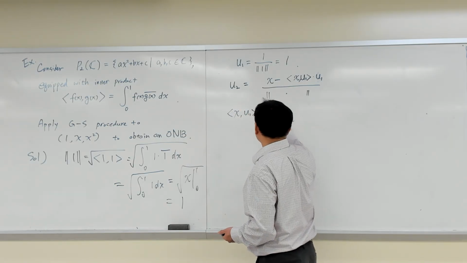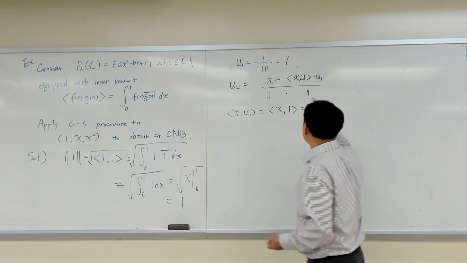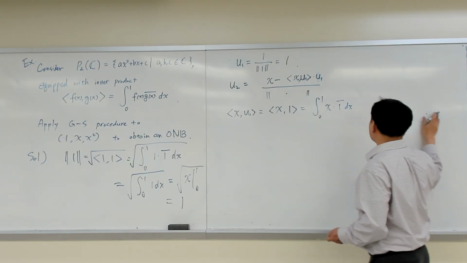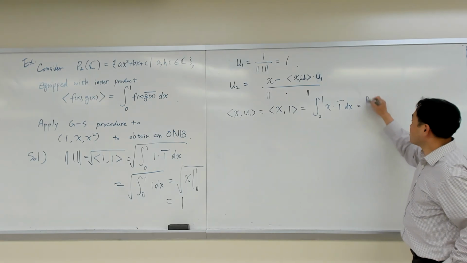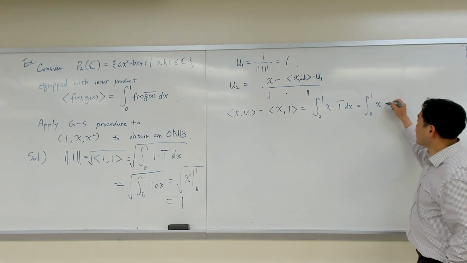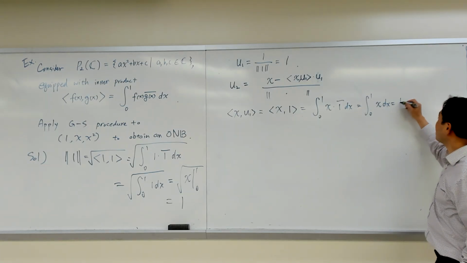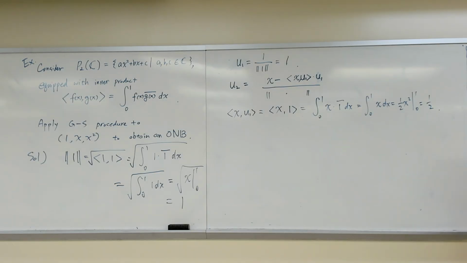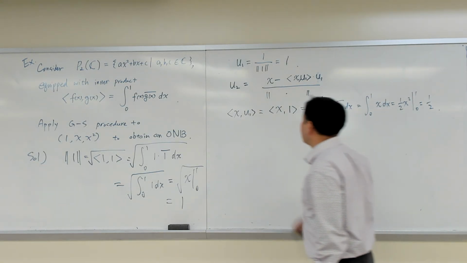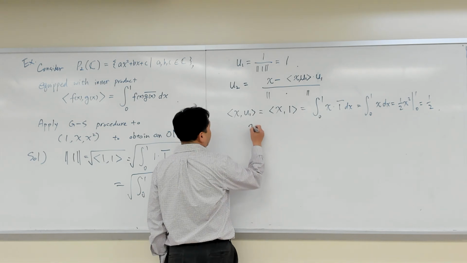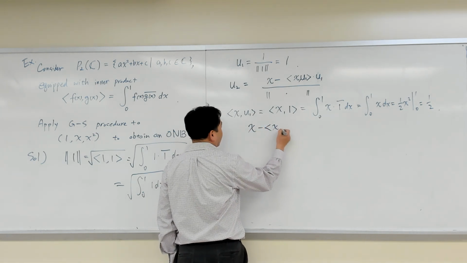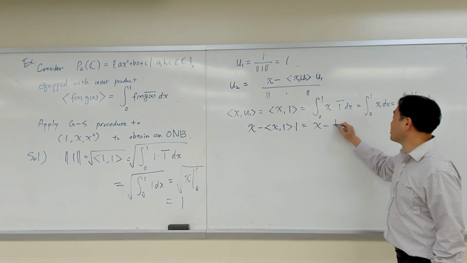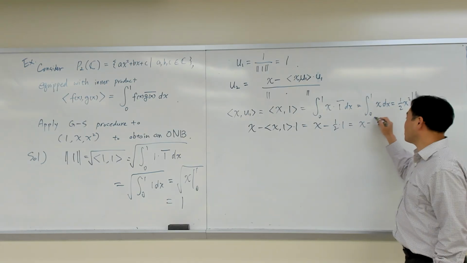Well, that's x and 1, which is the integral from 0 to 1 of x times 1 bar dx. That's just the integral from 0 to 1 of x dx, which is 1/2 x squared. You plug in 1 and 0, that's 1/2, right? So that tells you that you need x minus 1/2 times 1, which is x minus 1/2.